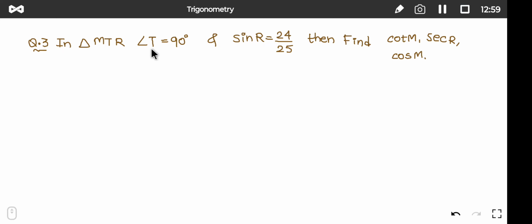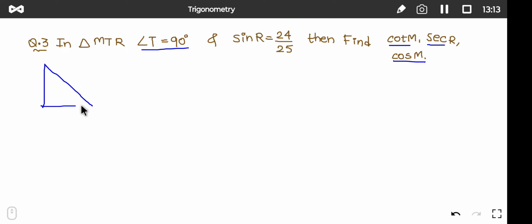In triangle MTR, angle T is equal to 90. Sine R is given 24 by 25. Then find the value of cot M, sec R and cos M. So let's draw the triangle first. Triangle name is MTR. Angle T is 90 degree. So let's say M is here and R is here. So what is given? Sine R. So angle is here R.